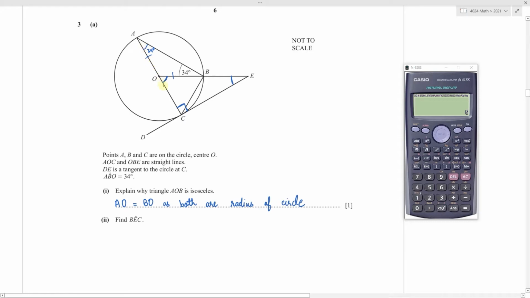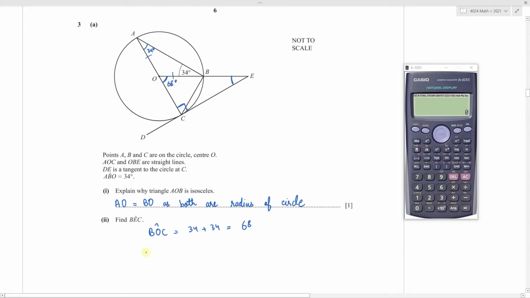I can find this easily. This is a straight line. AOC is a straight line. So this is an external angle of this triangle. The external angle is equal to the sum of the two opposite angles, which are 34 and 34 in this case. So angle BOC equals 34 plus 34, which is 68. So this is 68 degrees.